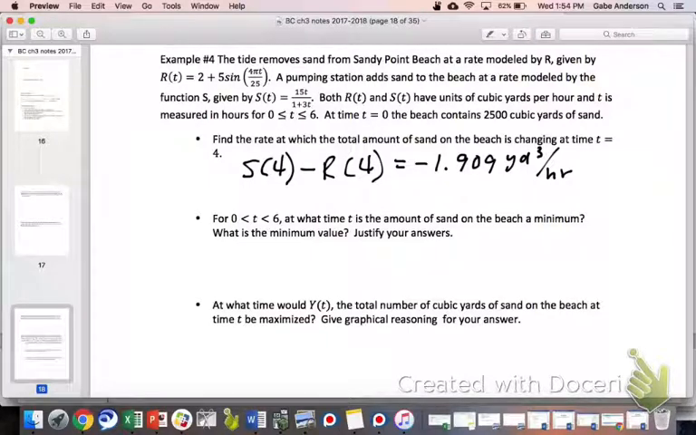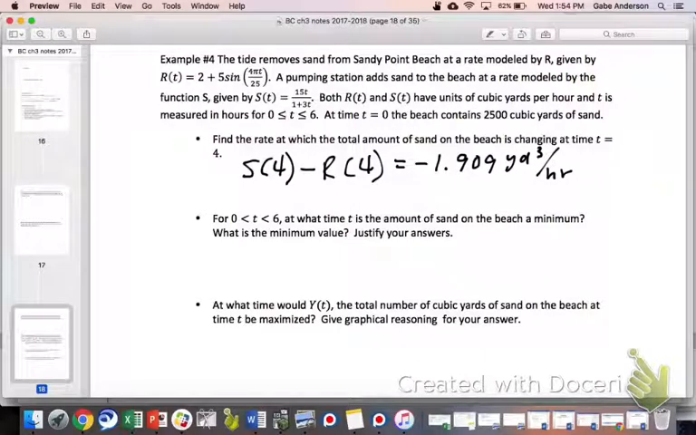And so I didn't ask you this, but if I did say, let's interpret this, is the amount of sand increasing or decreasing at t equals 4? What would you say? Decreasing. Decreasing because the net rate is negative. Okay.